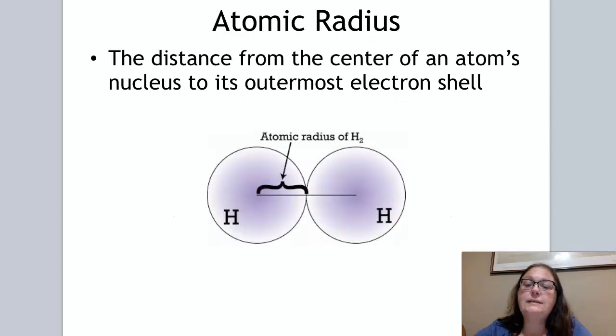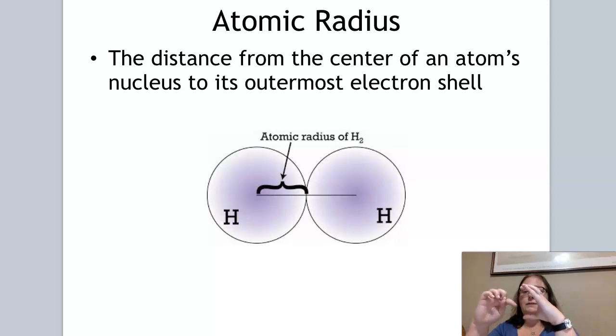So the first trend is atomic radius, and that is the distance from the nucleus to the outermost electron shell. So just like in math, how if you have a circle, the radius is from the center to the outermost edge. In an atom, you've got your tiny little nucleus in the center, and then you have these energy levels around the outside. And your radius is from that nucleus in the center to the outermost energy level. And that's where most of our volume is, those electron energy levels.